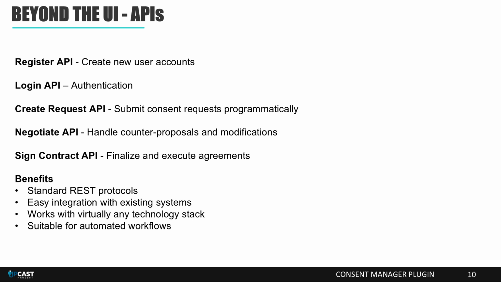We provide five core APIs: the Register API for creating new user accounts, the Login API for authentication, the Create Request API for programmatically submitting consent requests, the Negotiation API for handling counter-proposals and agreement modifications, and the Sign Contract API for finalizing and executing agreements. These APIs use standard REST protocols, making them easy to integrate with virtually any technology stack your organization uses.